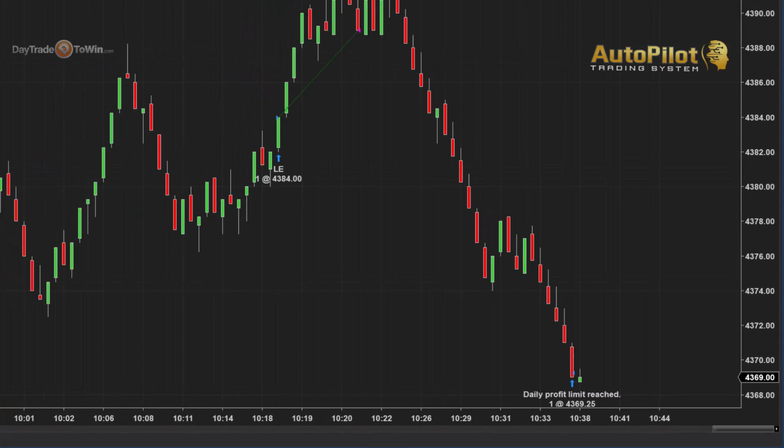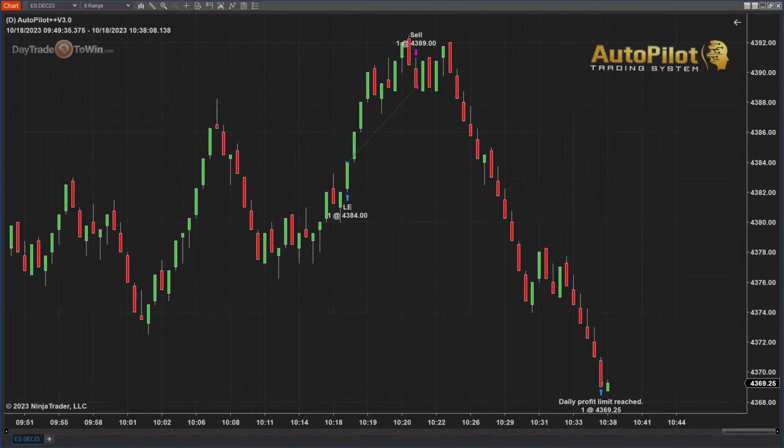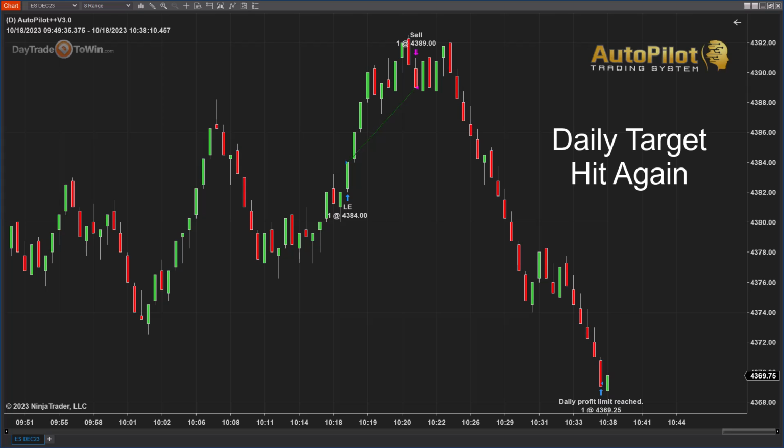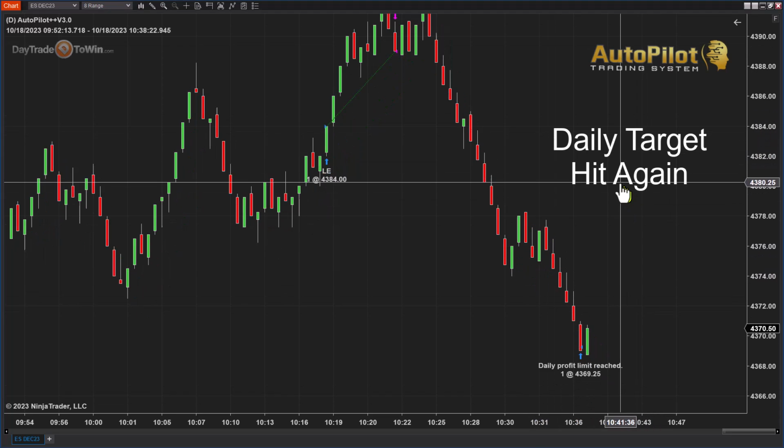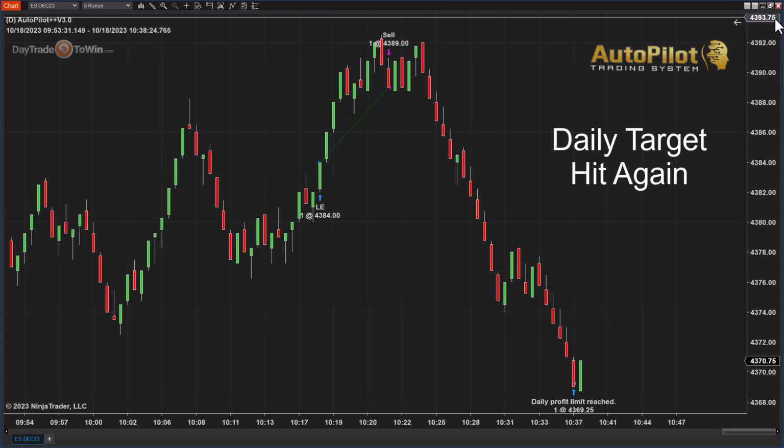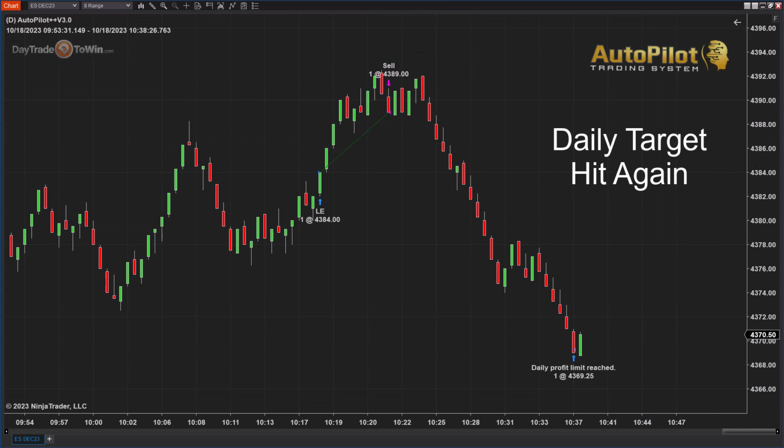And it actually was hit. So the daily profit limit a second time was reached at 43.69 quarters. So for the day, starting at the first signal of the day, all the way until where we are right now, the third or fourth trade made the entire target that we had. So it stops trading, as you can see.